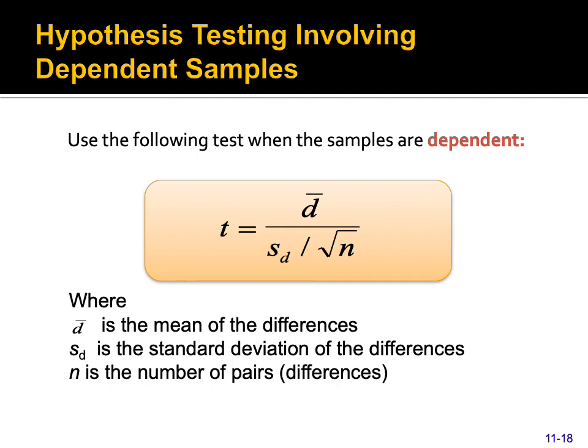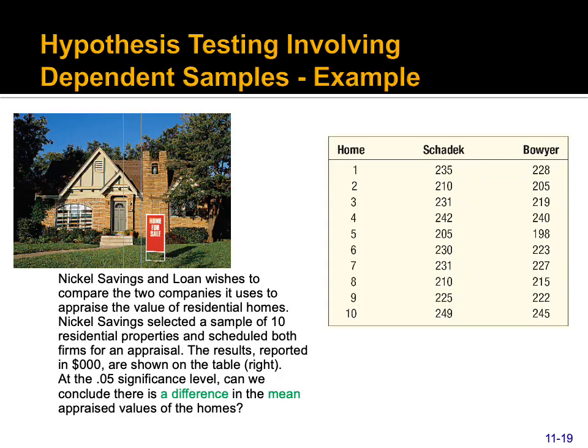The next slide will set up a problem. We have this question. It says Nichols Savings and Loan wishes to compare two companies it uses to appraise the value of residential homes. Nichols Savings selected a sample of 10 residential properties and scheduled both for an appraisal. The results are reported in thousands, which doesn't matter in this case. At the 5% level, can we conclude there is a difference in the mean appraisal value of the homes? The next slide, we'll go through a tutorial and solve this question in its entirety.